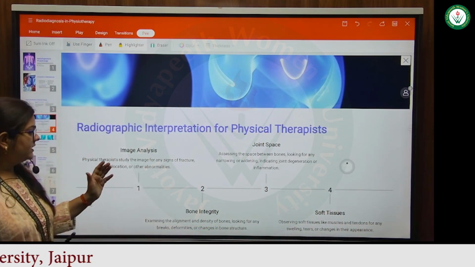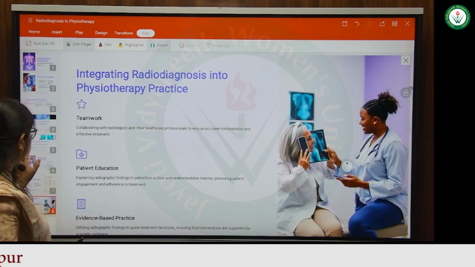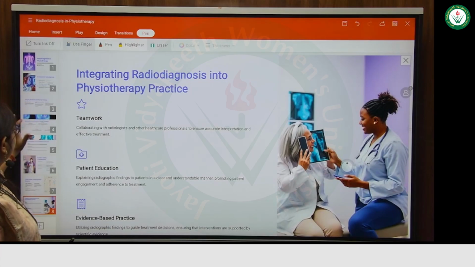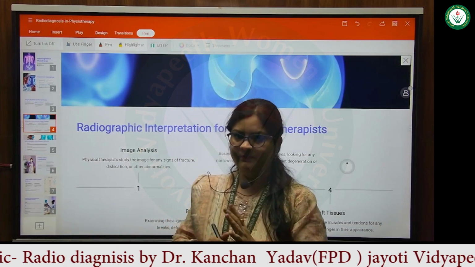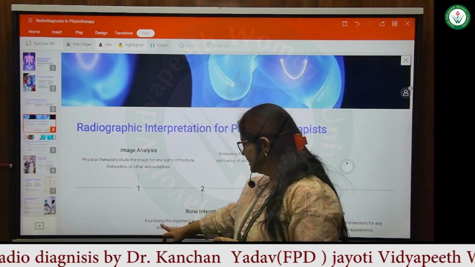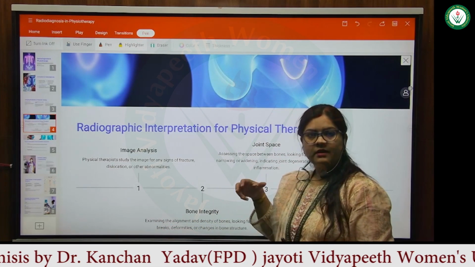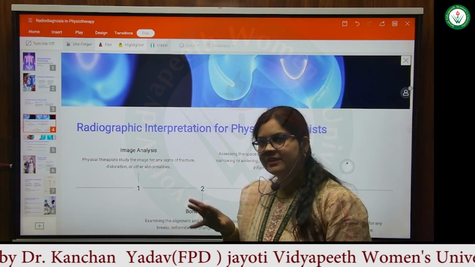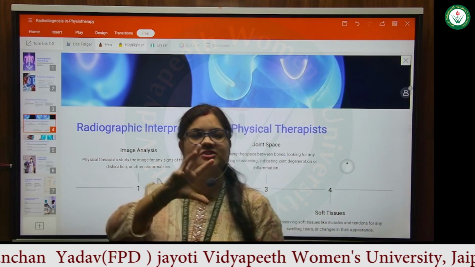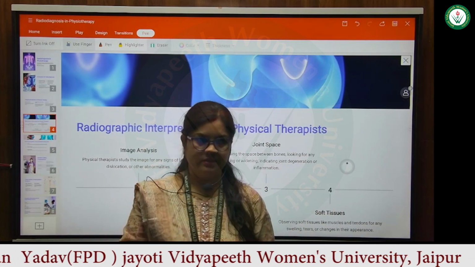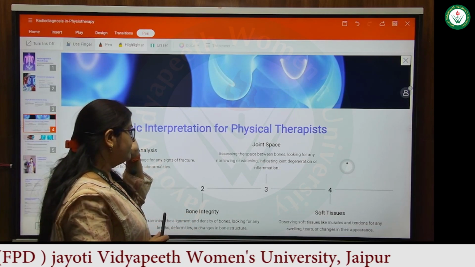With this, the second thing is the bone integrity. In the bone integrity, what we are seeking is basically the alignment of the bone. As we are examining the alignment and density of bone, we are checking if there is any break, deformity, and sometimes any type of structural alteration in the bones.